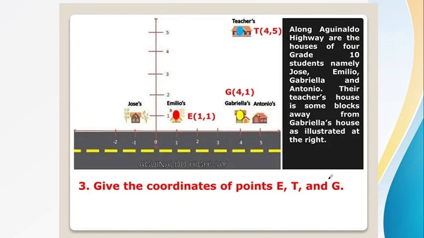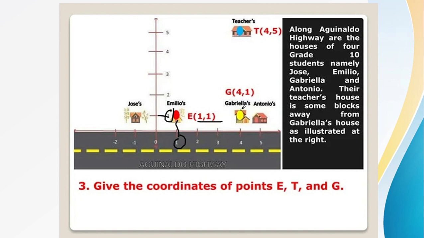For number 3, give the coordinates of points E, T, and G. So what are the coordinates? We start from the bottom. E is Emilio. Looking here, this is 1, and here, this is also 1. So our coordinates are 1, 1.